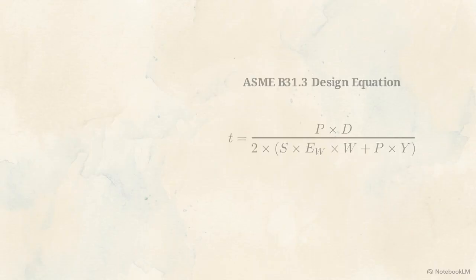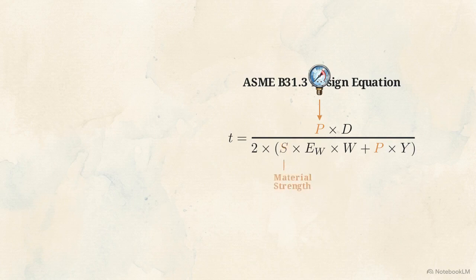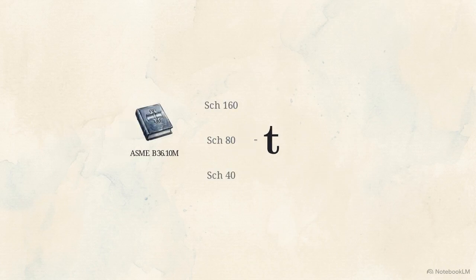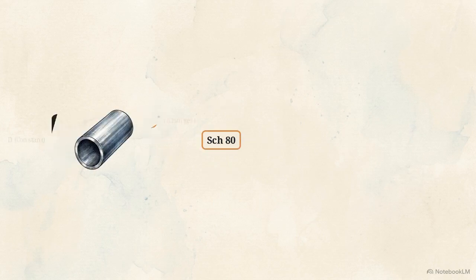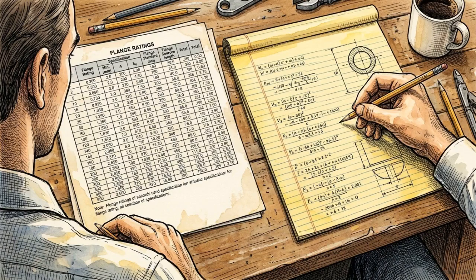This is the ASME B31.3 code design equation. It is the mandatory tool for that backward calculation. You plug in your design pressure, P, and the material's allowable stress, S. The equation computes the minimum required wall thickness. You take that raw output and round it up to match the nearest standard schedule block in the B36.10M catalog.